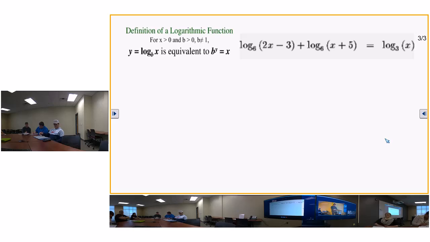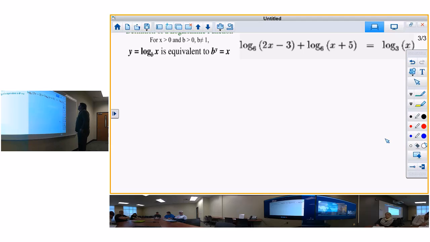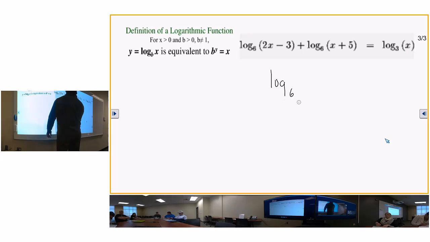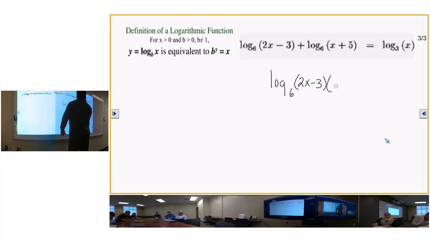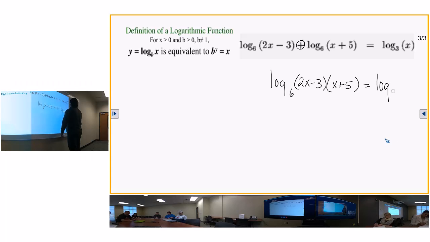Okay, so I can rewrite these. First of all, I can rewrite these two because they have the same what? The same base. I can say log base 6 of 2x minus 3 times what? X plus 5. Because of what rule? Because of the product rule, Hubert. That's right, class.